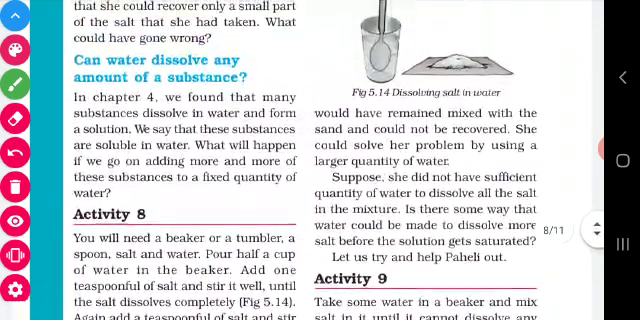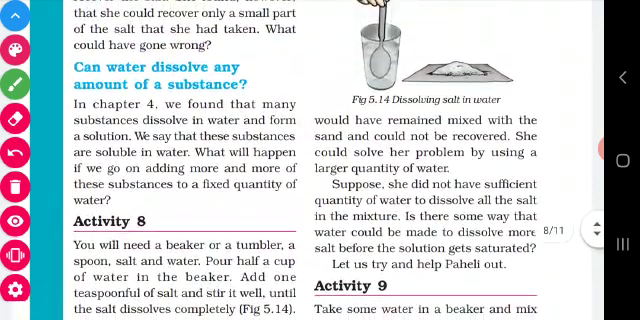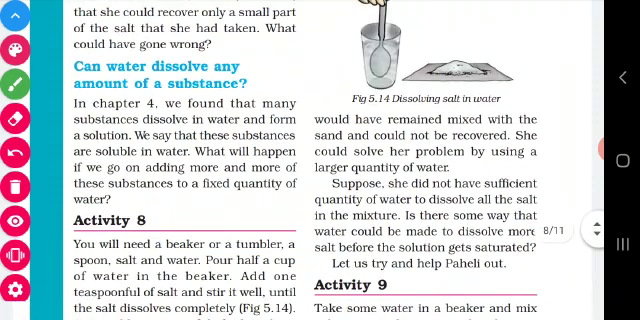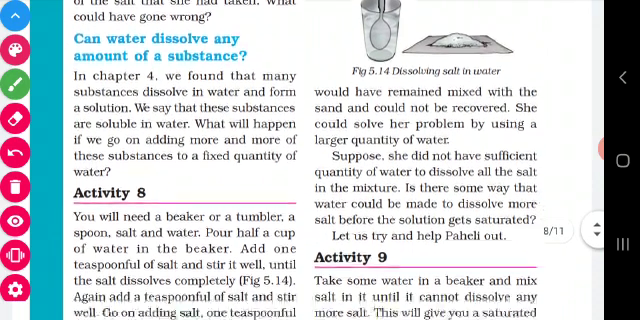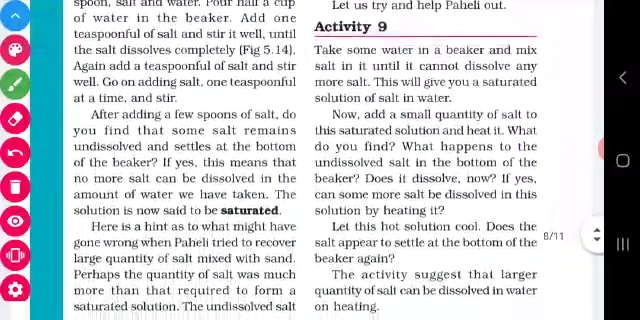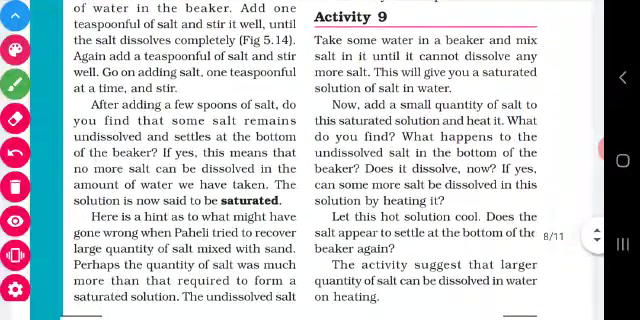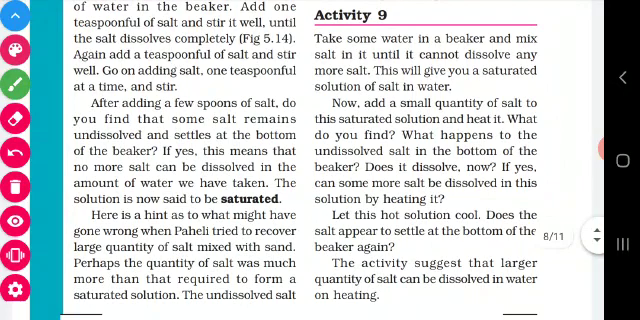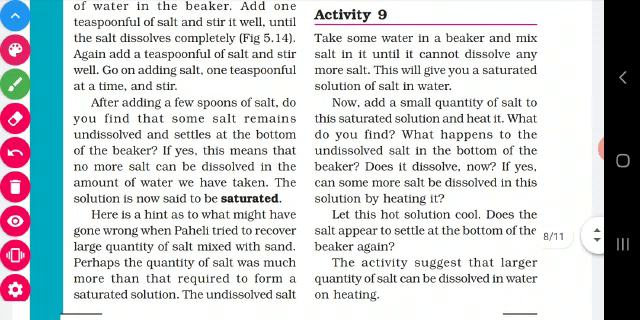Now you will be preparing this. You have to prepare this activity and you have to report to me. Then come for activity 9. Now the salt is insoluble in water. We have to make this salt soluble in water. That is, we have to convert this saturated solution into an unsaturated solution.